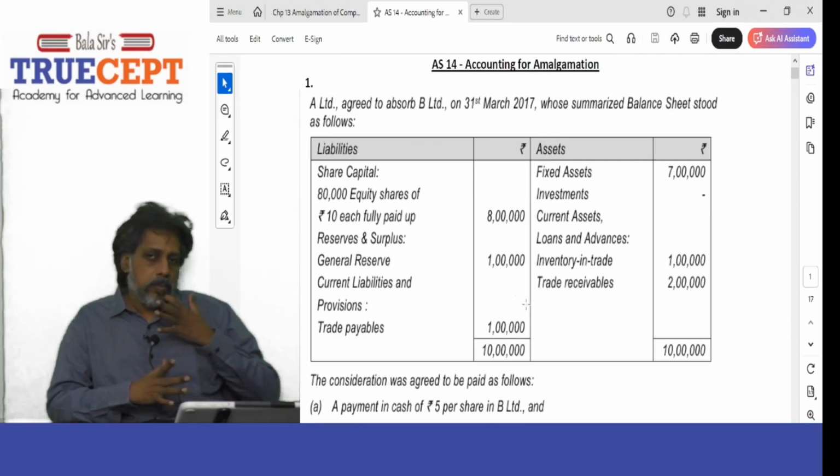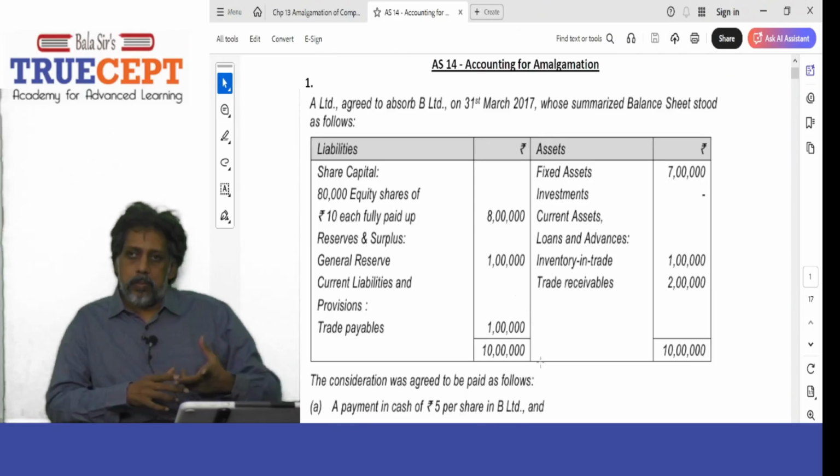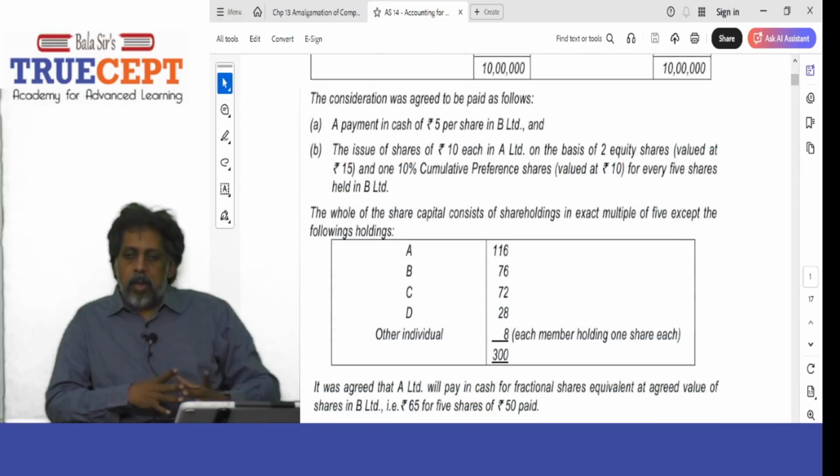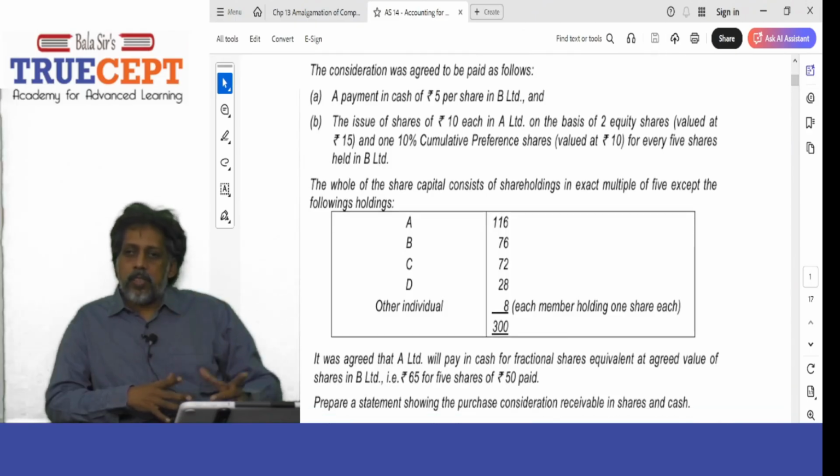Assets: fixed assets 7 lakh. Investments nil. Current assets, loans and advances: inventory in trade 1 lakh, trade receivables 2 lakh. Then the adjustments. Consideration was agreed to be paid as follows. Now they are going to explain how the consideration is paid. Here we don't have other partners, it is only equity shareholders holding 80,000 equity shares of rupees 10 each, 8 lakh.